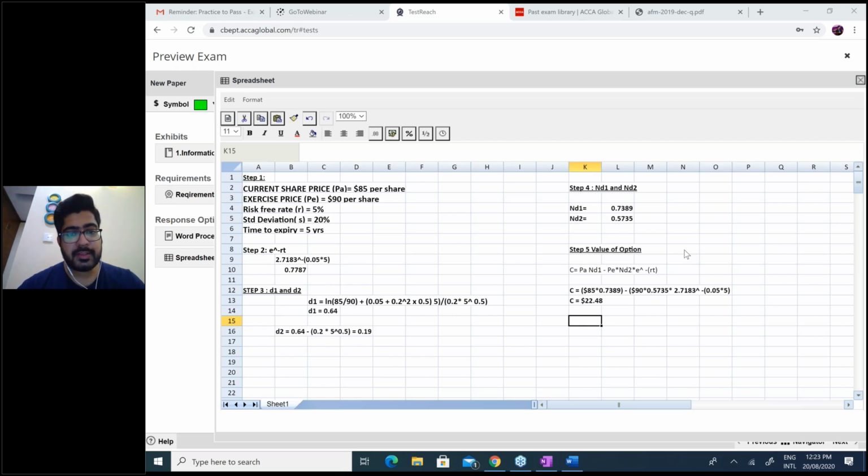Odema, if a variance is given, we take root of the variance to get standard deviation. Amsal, so we already got T, I did it second time, you don't want to do it, it's up to you. It's a per issue. FNWA call option value just carries the formula of C. It's PA 85 into ND1, 0.7389, minus PE, that's 90, into ND2, that's 0.5735, into E minus RT.